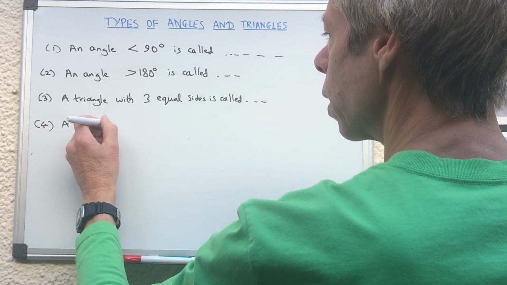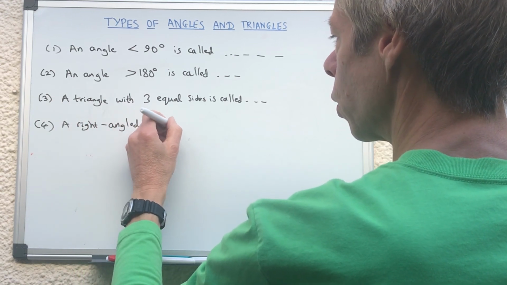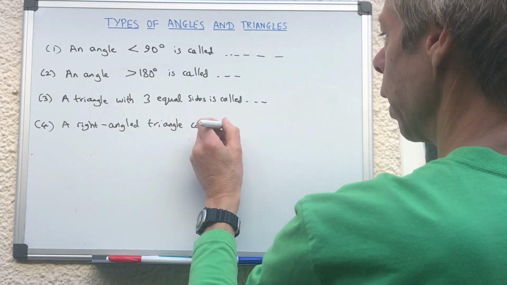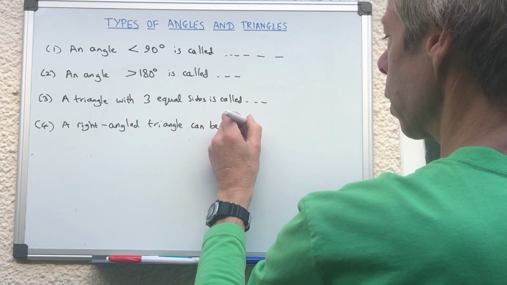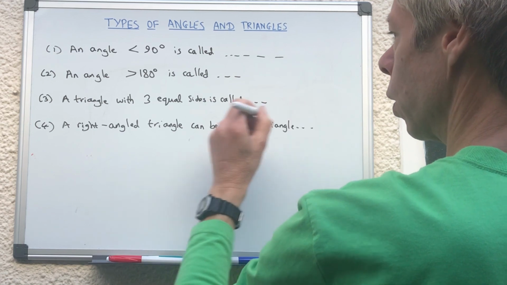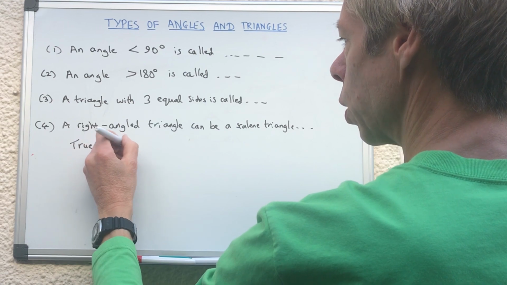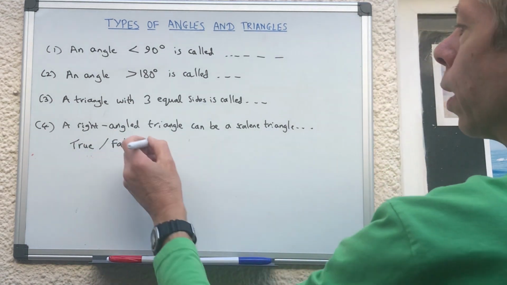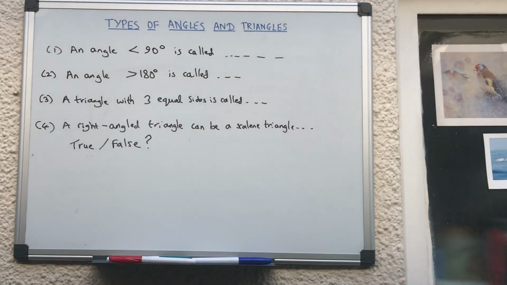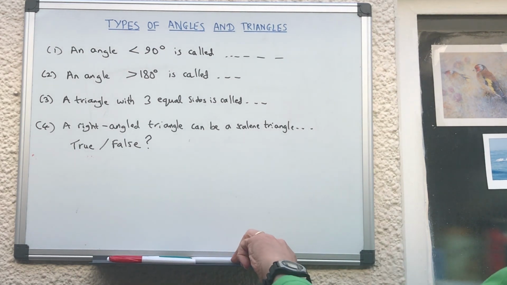And number 4, a right angled triangle can be a scaling triangle. Is that true or false? So if you had a right angled triangle, could it be scaling or not? Okay, so I'm going to go through those answers in just a few seconds.